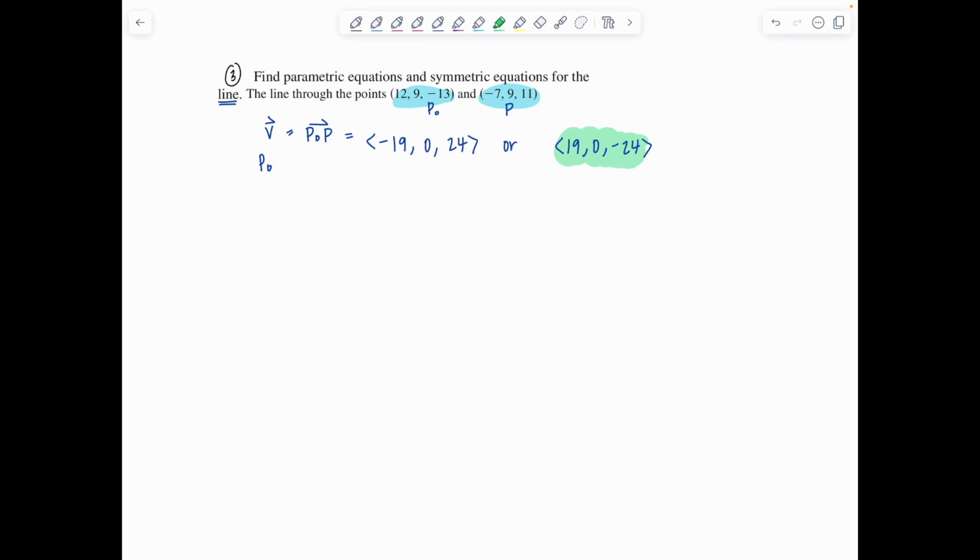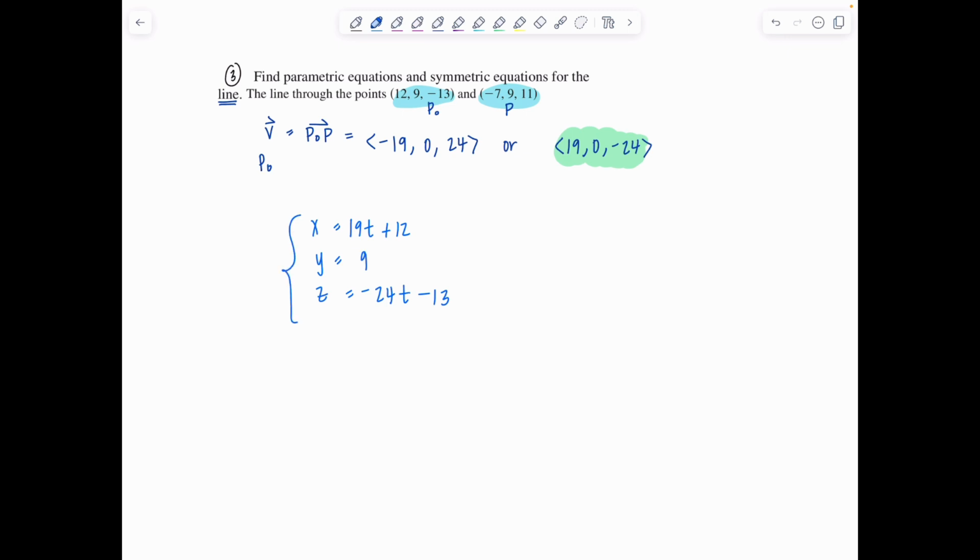All right, and then let's write the parametric equations. And again, you can use whichever point you want for x naught, y naught, z naught. I'm just going to use the first one that was given, but alternatively, you could use negative 7, 9, and 11. It doesn't matter. So I'm going to have x equals 19t plus 12, y equals 0t plus 9, so just 9, and then z equals negative 24t minus 13. So that's one option, okay?